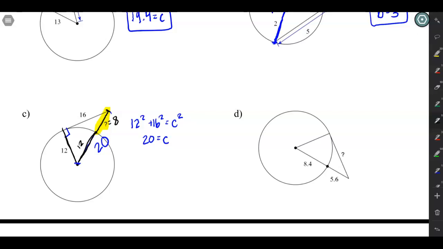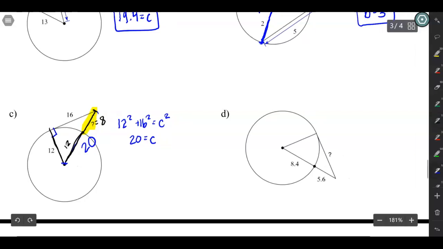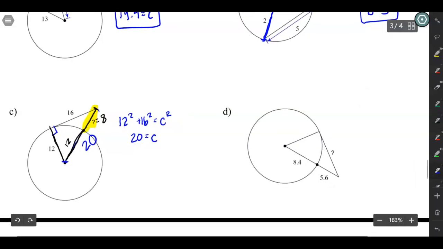Okay, we're going to have to use a similar kind of idea with our next problem. So here we have a right triangle because we have a segment that's tangent. And so we want to use the Pythagorean Theorem to find that missing side length. But unfortunately, I only know one side of my triangle. I know that that side of the triangle is kind of broken into two pieces, 8.4 and 5.6, which means that the total length of this side of the triangle is 14. So that's nice, but I still need one more side length.